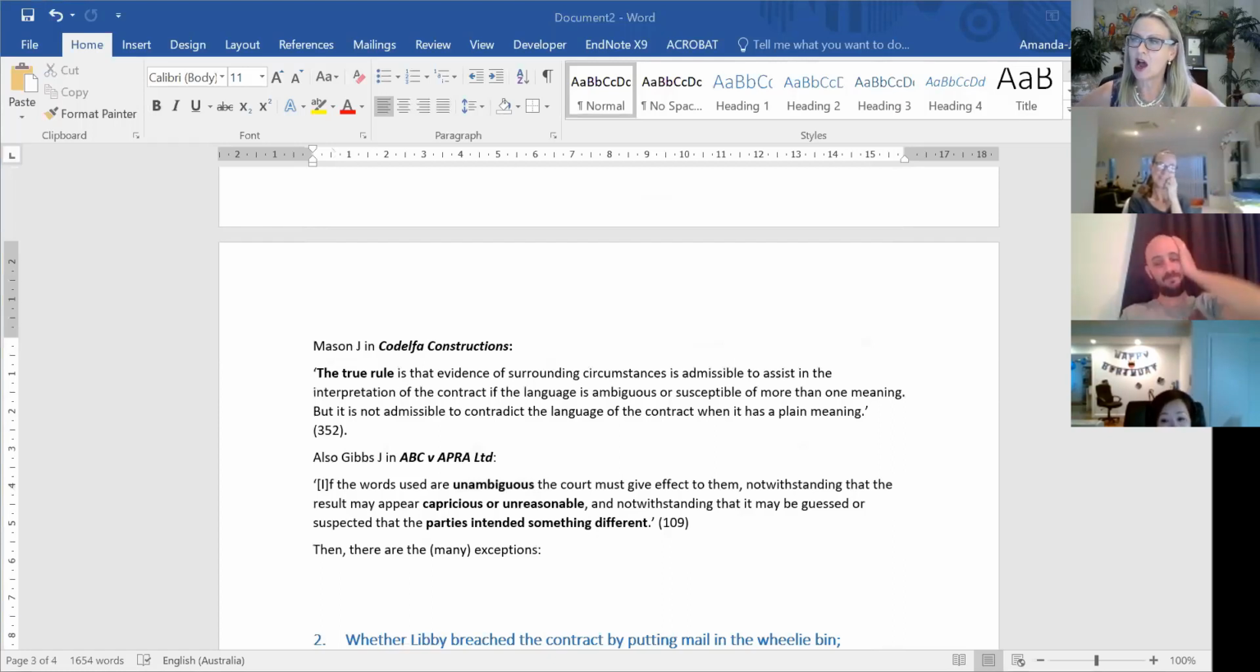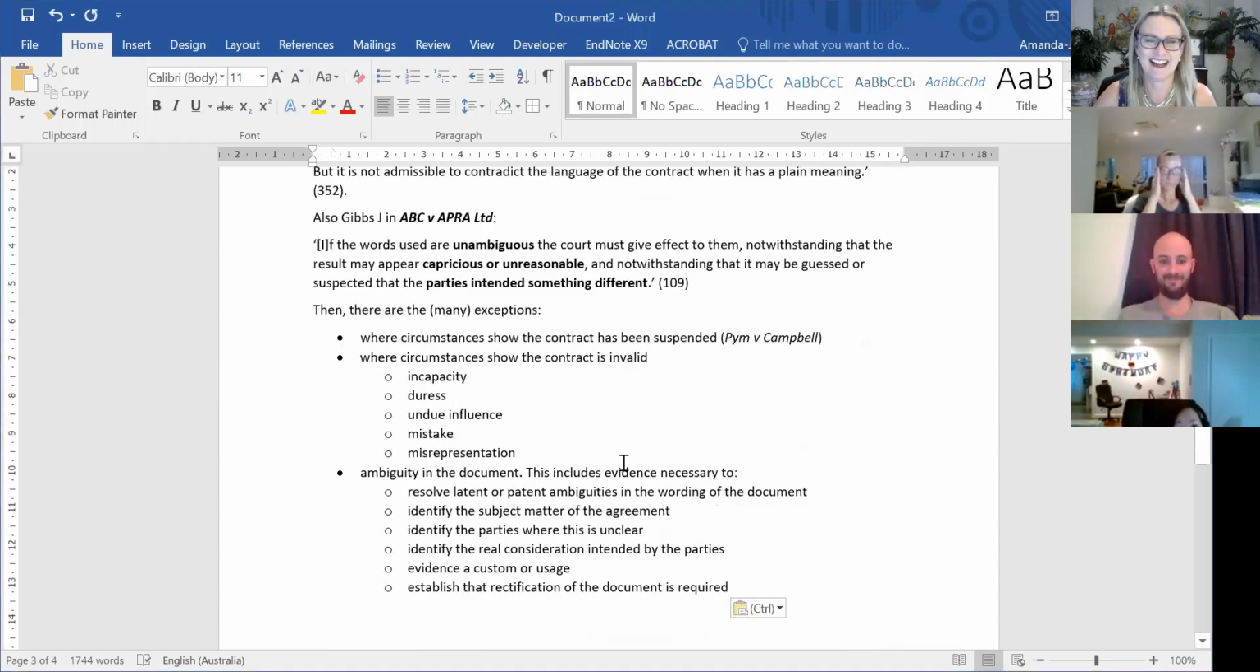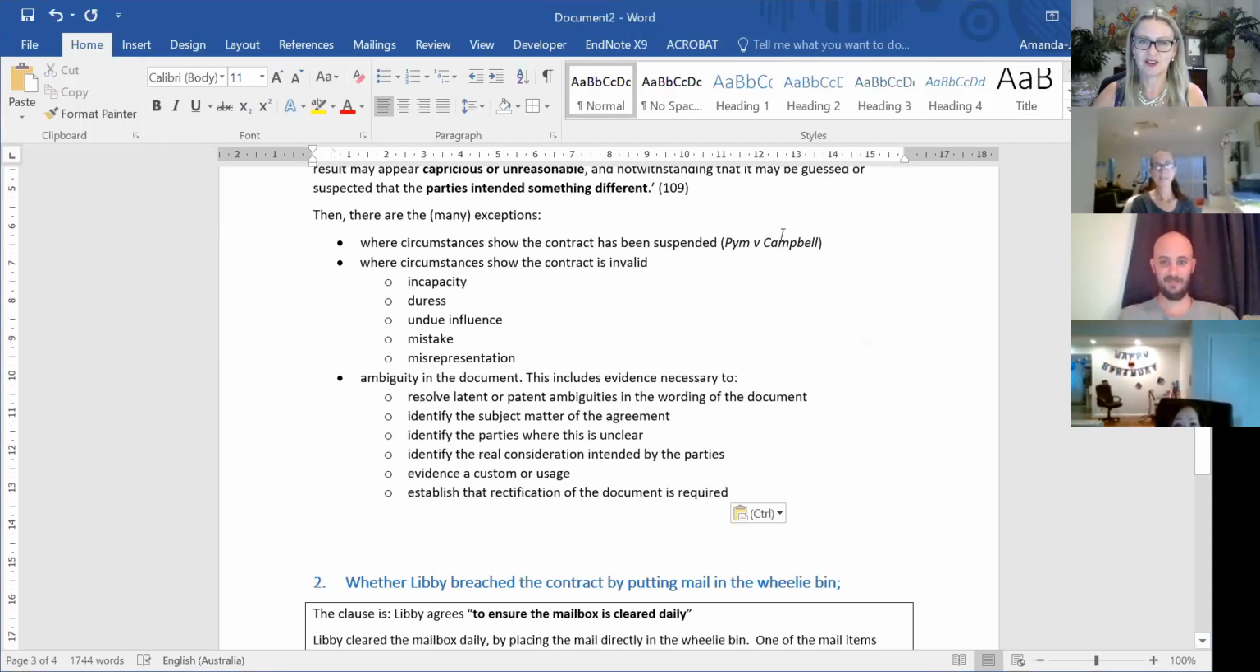That's the thing. What about if there are circumstances that show the contract might actually be invalid, like misrepresentation, mistake, undue influence, incapacity? There's a problem with incapacity. All of these defects, if there's defects that you need to argue, the court will let that evidence in. Okay? And then obviously ambiguity as well. So I'll just dump these in now that I've made you work hard. Okay. So suspension, invalidity, ambiguity, they are your main ones.